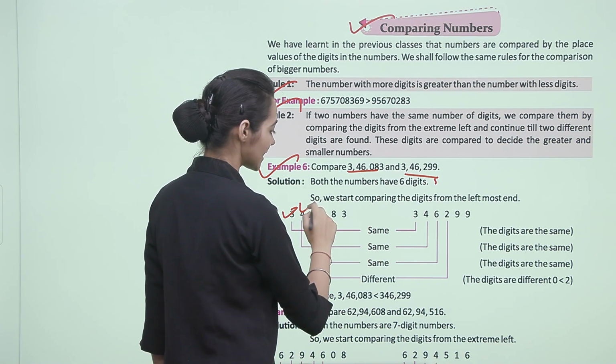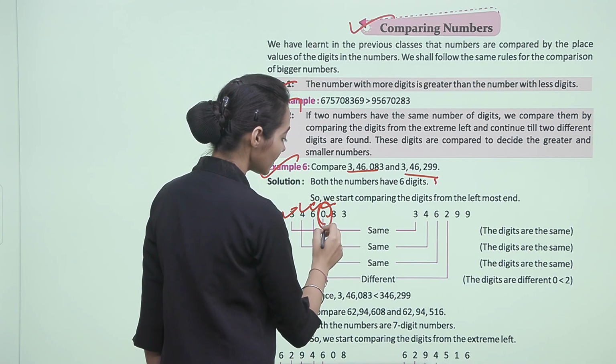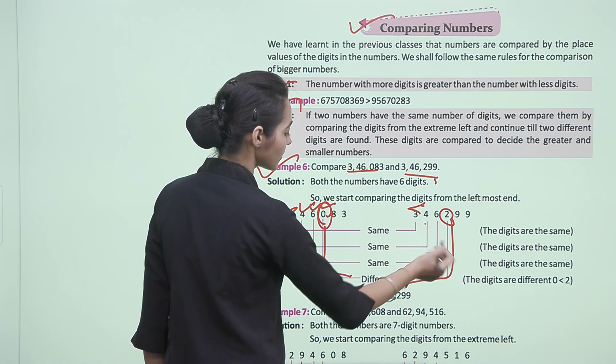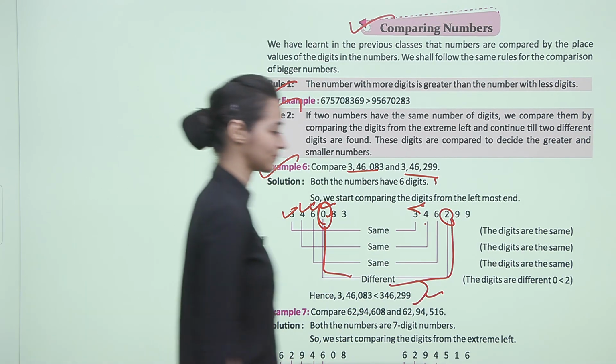First digit same, second digit again same, third, fourth same. But in the fourth one we have 0 and here we have 2. So we know that 2 is greater than 0, so that means the right one is greater than the left one.